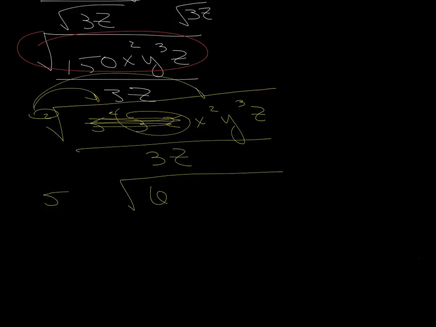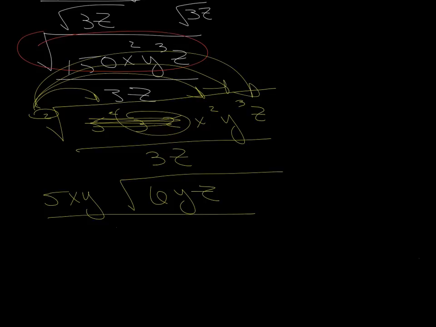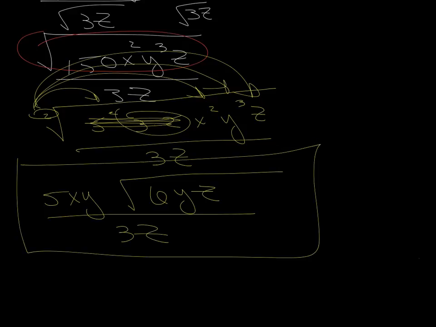How many times does 2 go into 2? Once, with none left over. 2 goes into 3 once, with 1 left over. And there's no exponent on the z, so that goes like that. And we put a 3z there, and we get that for our answer.